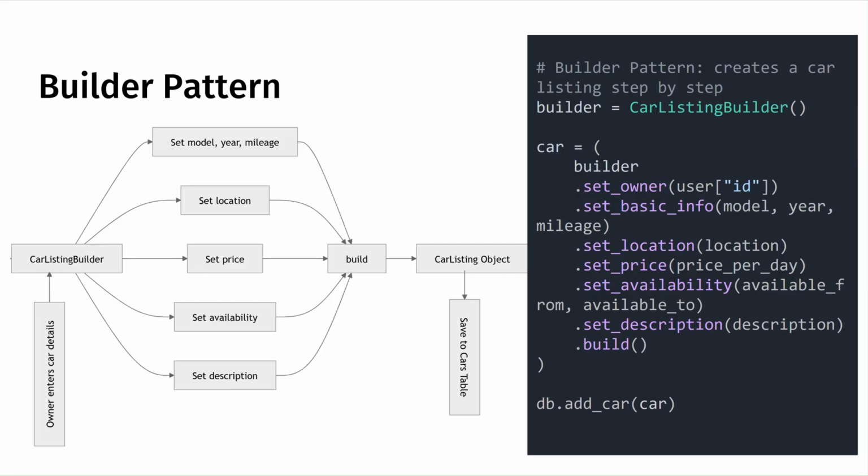The builder pattern is used to create car listings. Since a listing contains multiple attributes, the builder constructs the object step by step while ensuring all required information is provided. So instead of creating a car listing with a long constructor, the builder sets each part step by step. After all required fields are provided, the build method creates the final car listing object and saves it to the database.